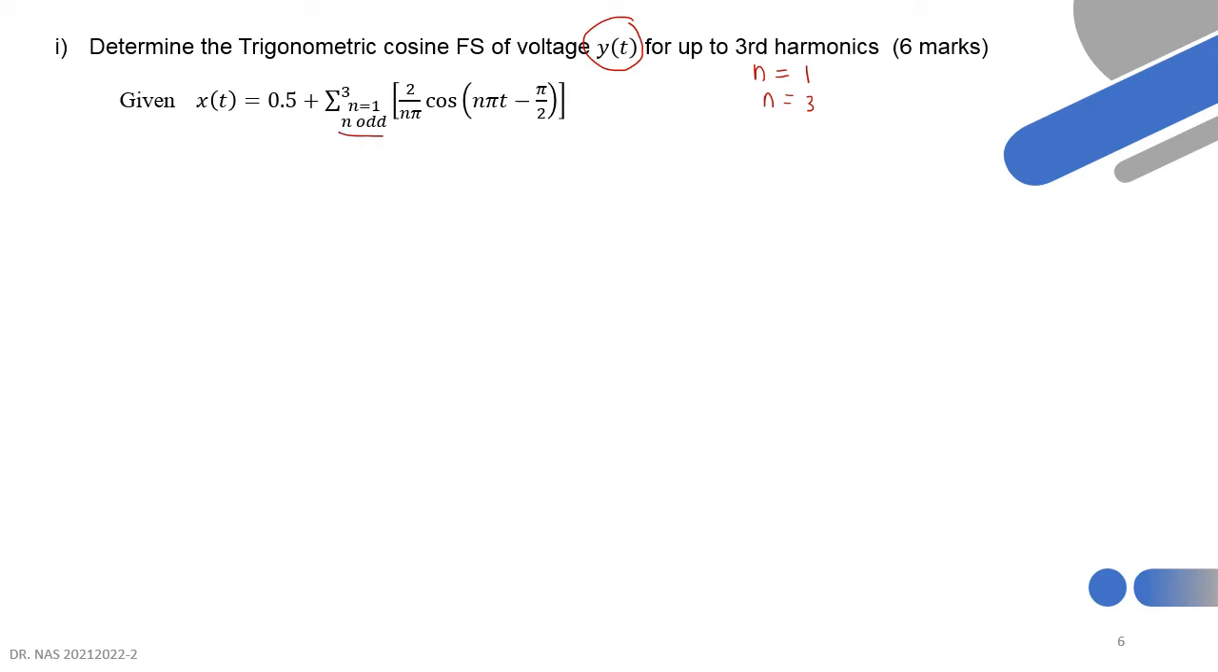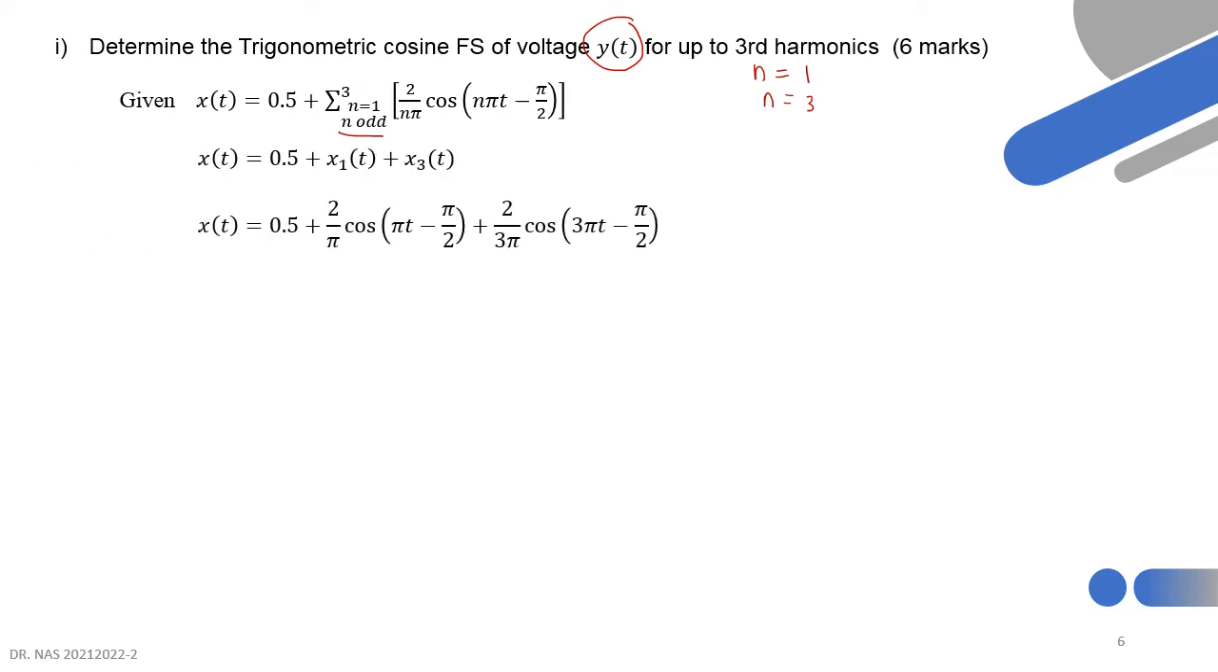So look at the source, x(t) is equal to 0.5 plus... so when you replace n equal to 1, this is represented by x1. When you place n equal to 3, the source is x3. So now this is the equation when you have replaced n equal to 1 and n equal to 3, representing the first and the third harmonics.